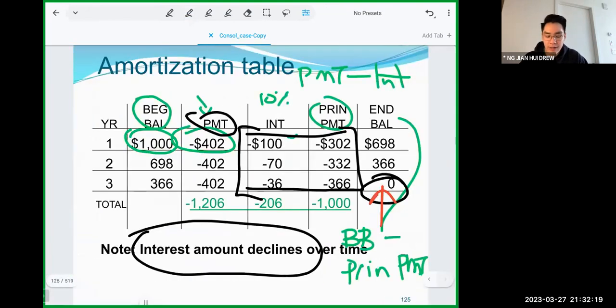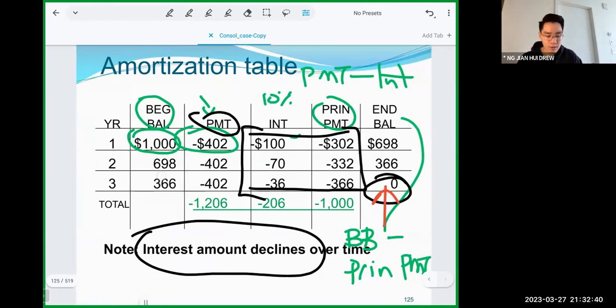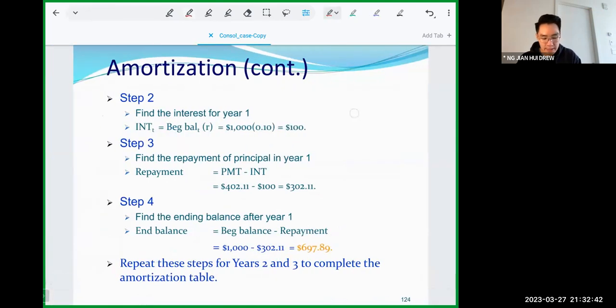So what I recommend is that you should at least try once to reconstruct such a table in Excel. In case for your finals, they ask you to do an amortizing loan, you need to know how to construct this in Excel. It's quite simple. Once you do year one, you can just drag the formulas down. And this is basically the derivation of how you calculate it.